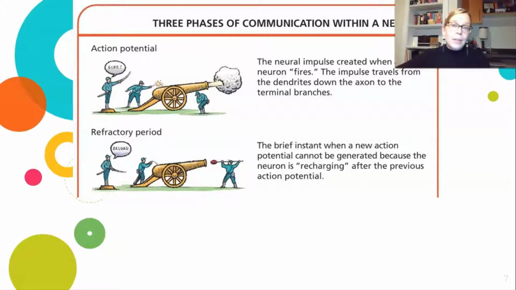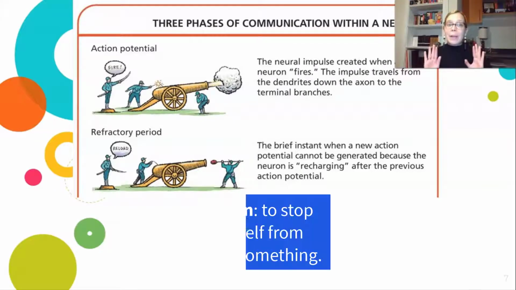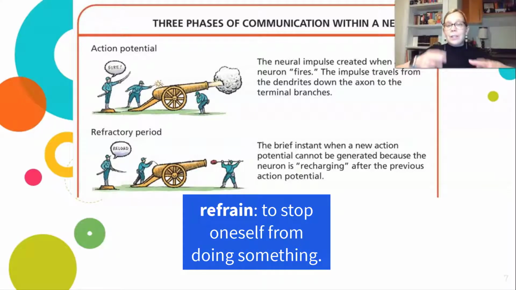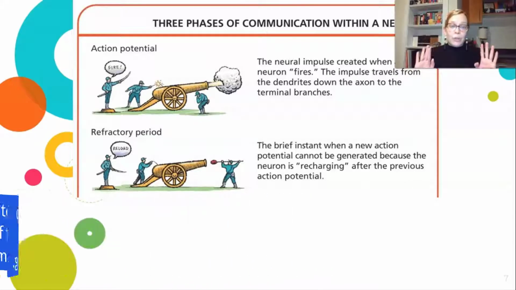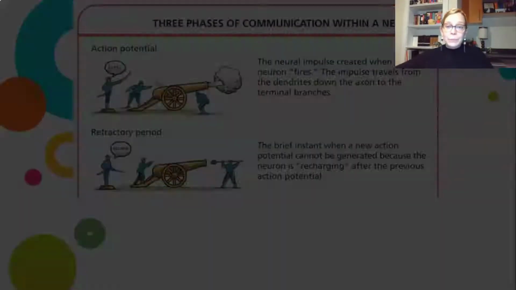One way you might think of this is you're refraining, right? If you refrain from doing something, you're not doing it yet, okay? You're holding back. So the neuron is waiting, it's recharging, and it's getting ready for the next action potential.